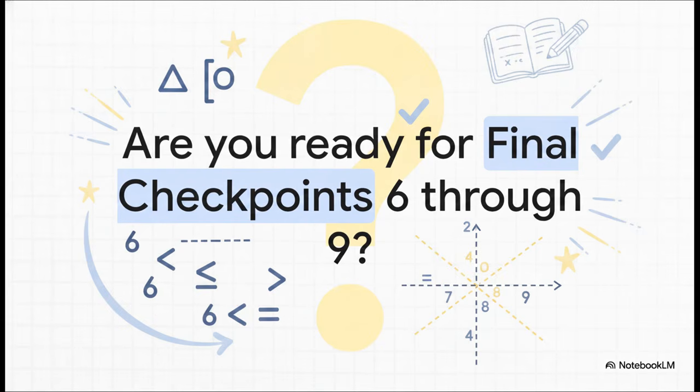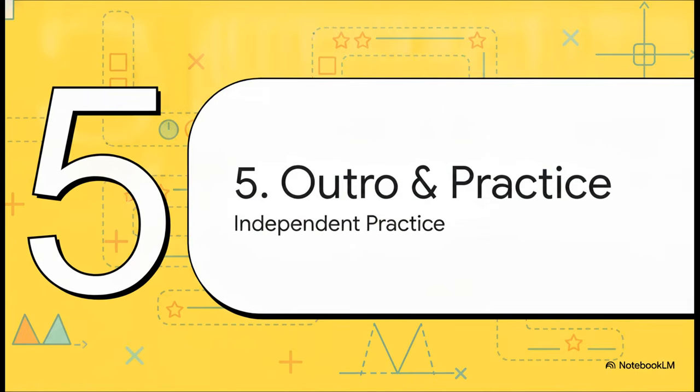All right, you are fully equipped and ready for this. I want you to take a deep breath, pause this explainer, and finish really strong by answering checkpoints 6, 7, 8, and 9. They're all grouped together in your Google Forms. You've totally got this. Finally, let's wrap up with our outro and independent practice.